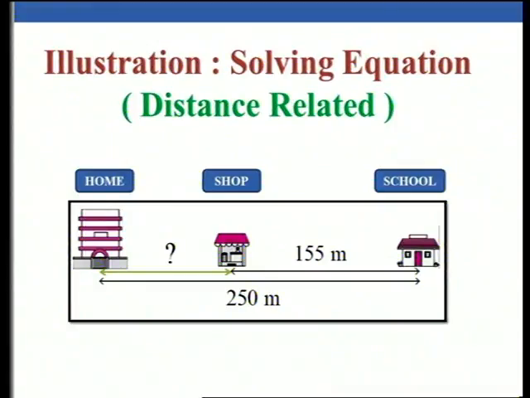Alright, sir. Now consider the next example. Here, in this example, the distance between the home and school is given as 250 meters and the distance between shop and school is given as 155 meters. Now, we are supposed to find what is the distance between home and shop. And how to find it, sir?